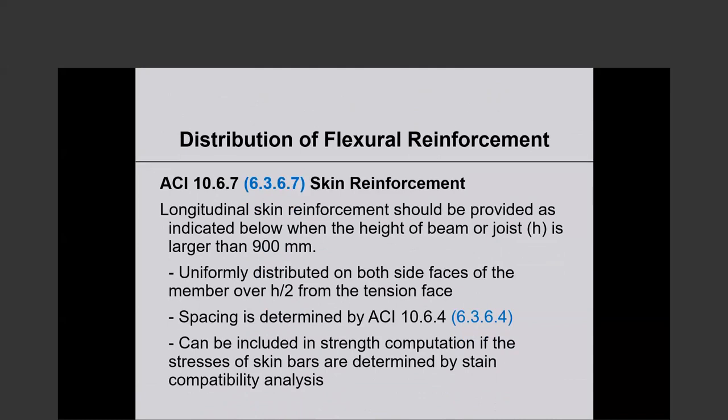Maximum spacing of extreme tension reinforcement that's imposed by 318. Then skin reinforcement. This is for deeper beams, and you will see pictures. So longitudinal skin reinforcement should be provided as indicated below when the height of the beam or joist is larger than 900 millimeters. Okay? So these are for deeper beams. Uniformly distributed on both side faces of the member over 1/2 of the effective depth from the tension face. I will show you a picture.